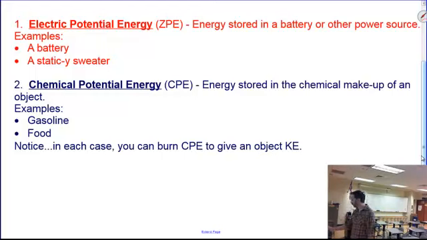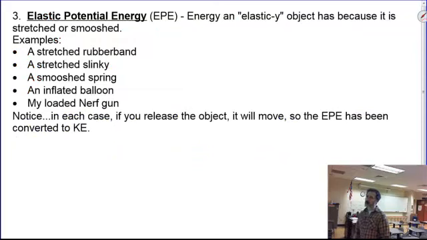All right. The third type of potential energy is actually the focus of the next video, so I'm going to talk about it only very briefly here. It's what's called elastic potential energy. It's energy that an elastic object has because it is being stretched or smushed. Okay. If I take a rubber band and stretch it, I can say this has potential energy, right? Because if I release it, then it now has kinetic energy. And so that, where did the kinetic energy come from? It came from being stretched.